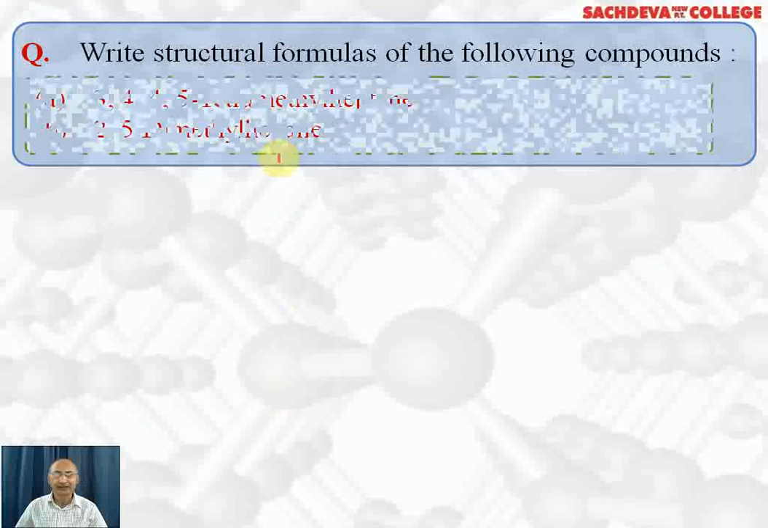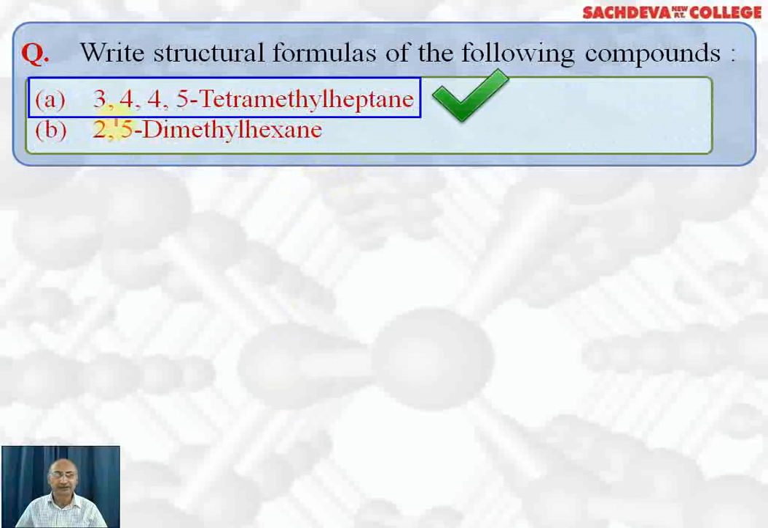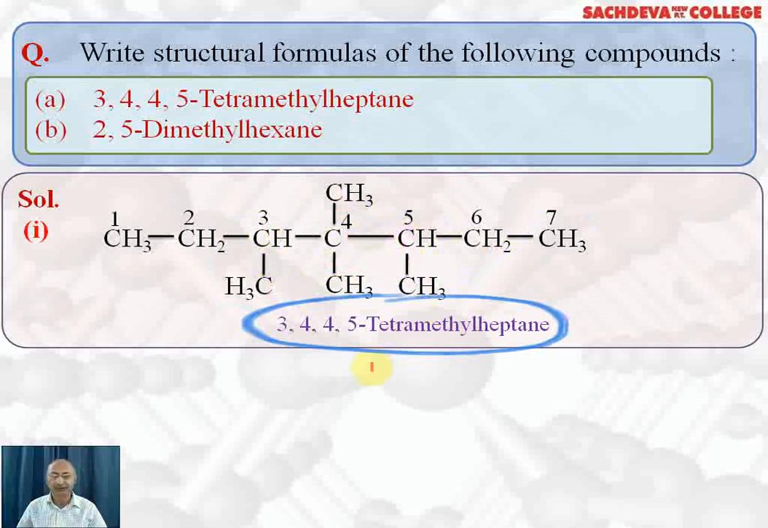Next, we are taking, write the structural formula of the following compounds. The first one is 3,4,4,5-tetramethylheptane. So first we write 7 carbon atoms, 1, 2, 3, 4, 5, 6, 7. With the third carbon we add a methyl group, with the fourth carbon we add 2 methyl groups, and with the fifth carbon we add 1 methyl group. This compound is 3,4,4,5-tetramethylheptane.